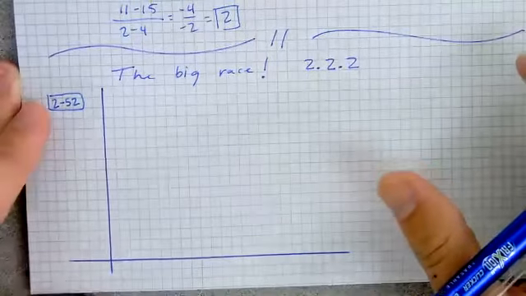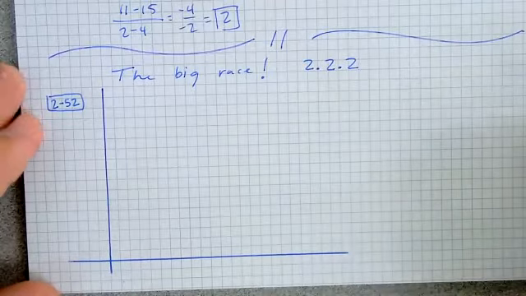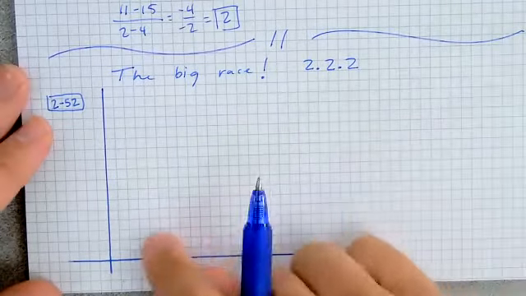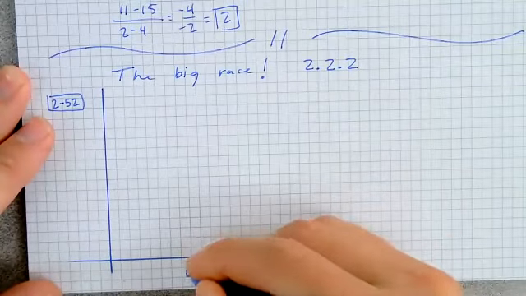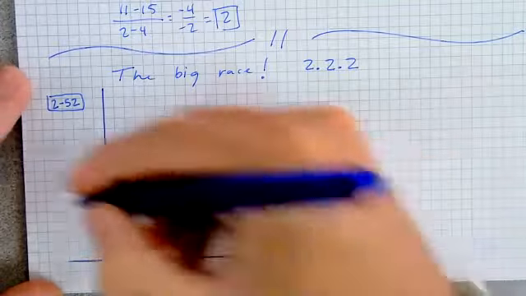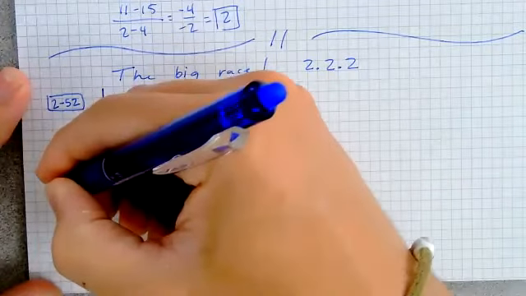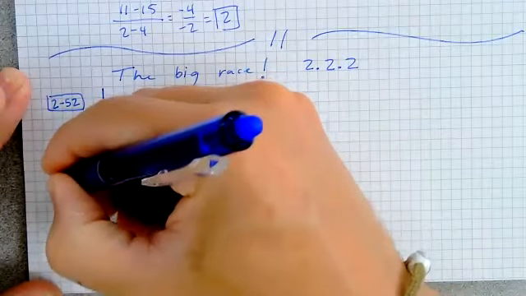Okay, so it says on a neatly scaled axis, graph, then write the equation in terms of x and y for the distance Leslie travels. X represents the time, so our x-axis is going to represent time. Our y-axis is going to represent distance.